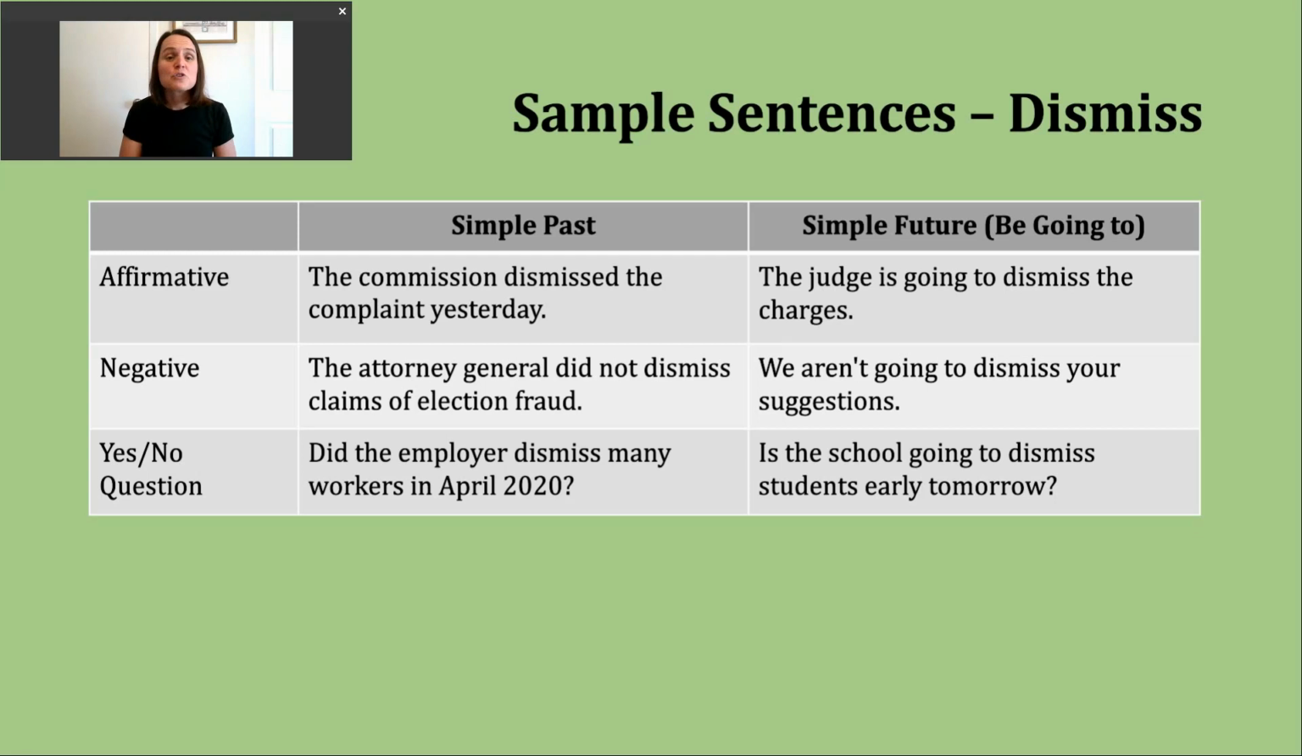So in some of our examples here, you will see time signals, but in others, you might not. So let's take a look at our affirmative example first. And what you're going to notice here is that in the simple past tense, our structure is going to be the same no matter what the subject is. So we'll have our subject, and then we're going to have that ed form of the verb.